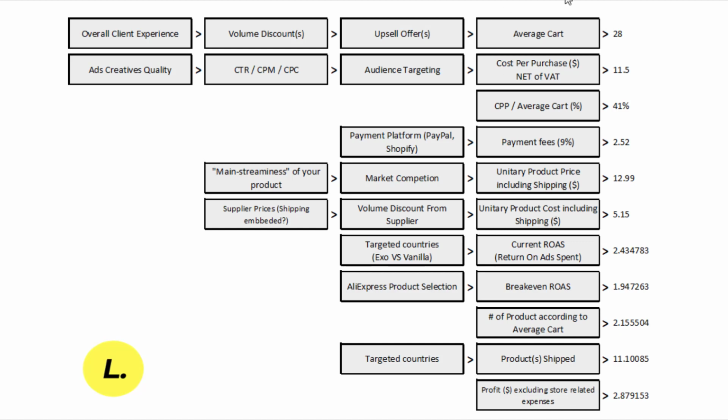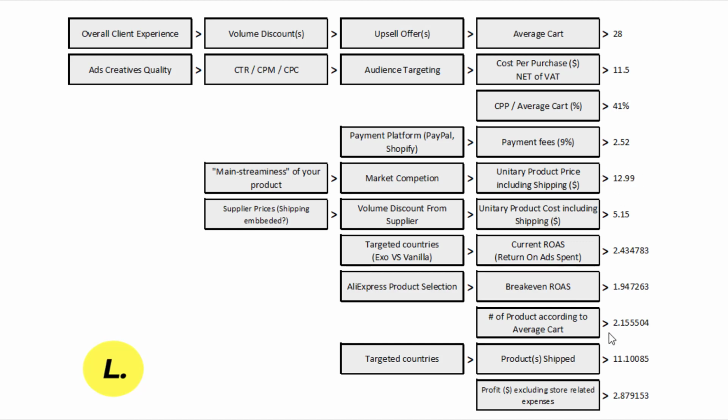So here, if we move forward, it's actually an average of product that is in the cart based on the average cart. It's actually based on your main product, on any shop. On any dropshipping store, you have one key product. So you use this key product as a benchmark, and you divide the average cart by the price on your store of your key product.